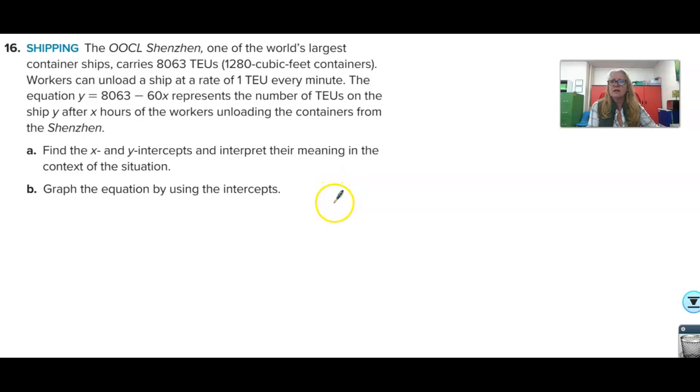The OOCL Shenzhen, one of the world's largest container ships, carries 8,063 TEUs, 1,280 cubic foot containers. Workers can unload a ship at a rate of 1 TEU every minute. The equation, oh, thank goodness, an equation. That's what I needed. Y equals 8063 minus 60x represents the number of TEUs on the ship Y after X hours of the workers unloading the containers from the Shenzhen. Find the X and Y intercepts and interpret the meaning in the context of the situation and graph it.